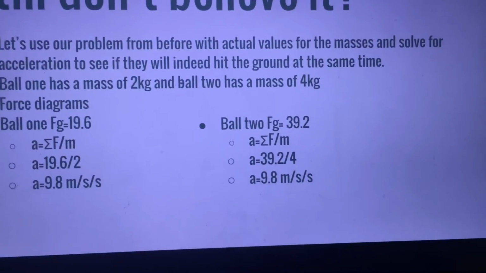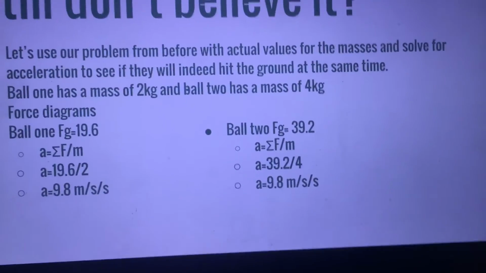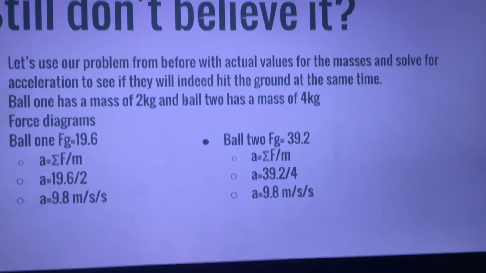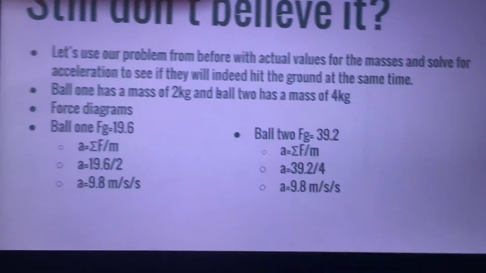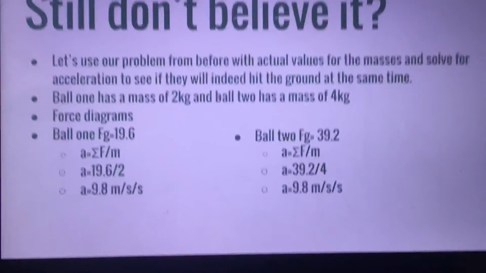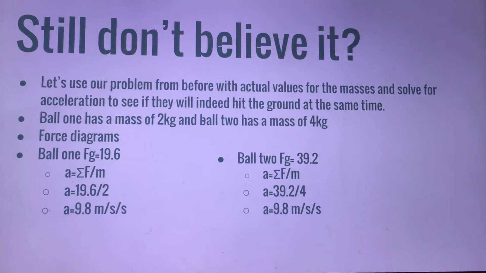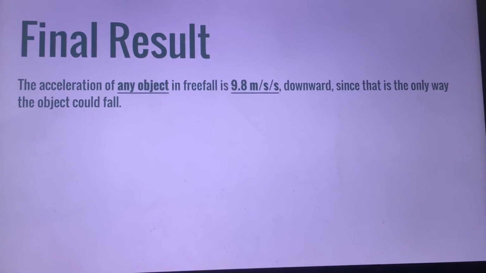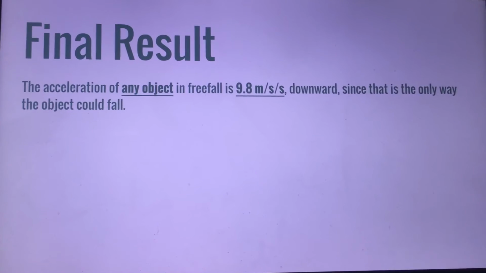And it's the same for ball 2. Acceleration equals 9.8 meters per second squared because when we plug our values in, we get 39.2 over 4, which divides out to 9.8 meters per second squared. So, as you can tell from this, the objects have the same acceleration, they're being dropped from the same height, so they're going to hit the ground at the same exact time. So if we go back to our slide before, we can conclude that the acceleration of any object in free fall is 9.8 meters per second squared downward.